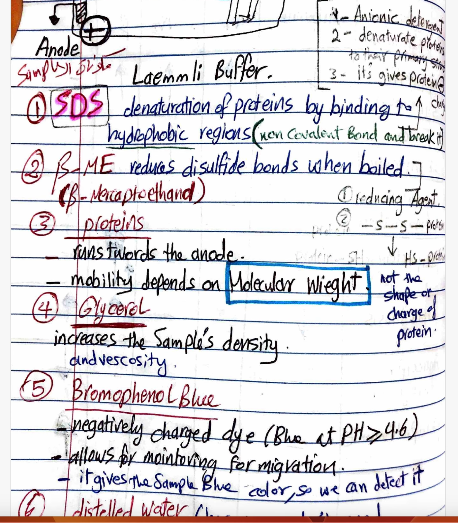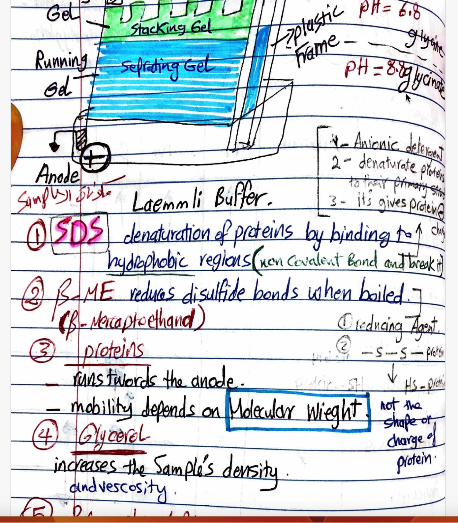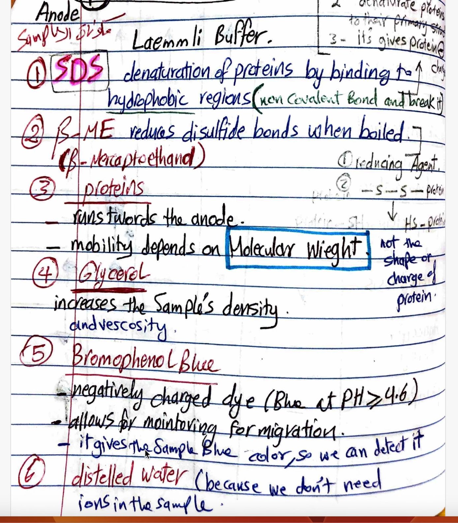Okay, and there is something called bromophenol blue. Why do we use the bromophenol blue? Because it is a negatively charged dye that is blue at a pH more than 4.6, and that's why it's 6 and 8, because it should be blue because we want to see these proteins. Without this dye we can't see any proteins and we can't see the migration.